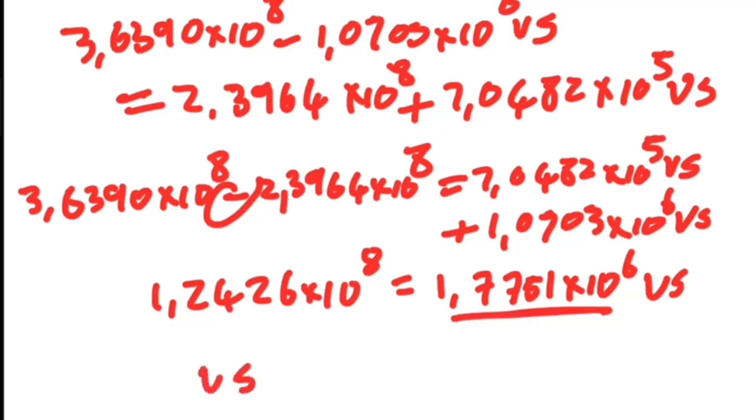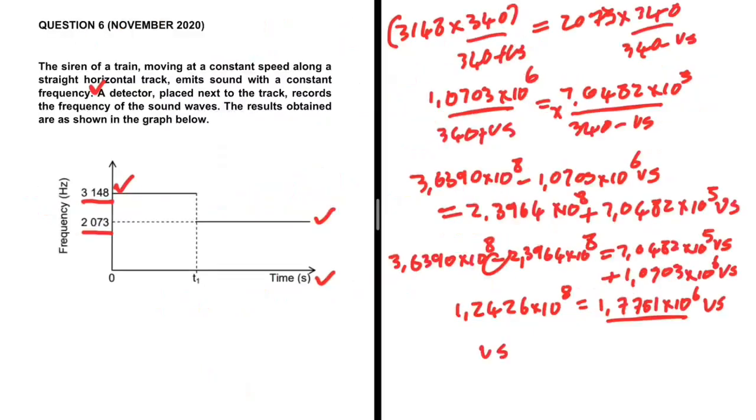So 1.2426 times 10 to the power 8 divided by 1.7751 times 10 to the power 6. I'm getting Vs being equal to 70.00 meters per second. So there we go. That is the speed of our train.